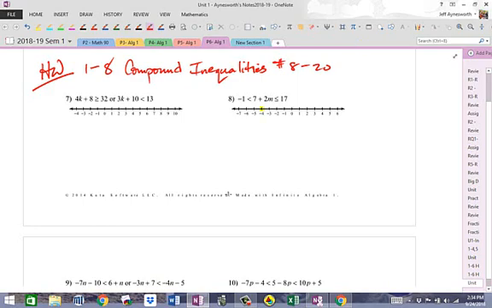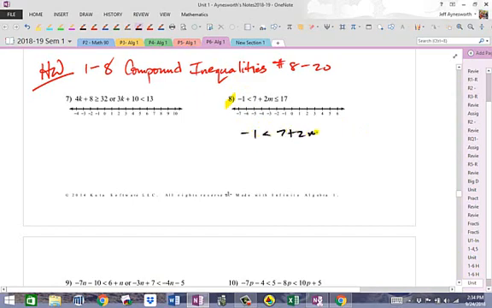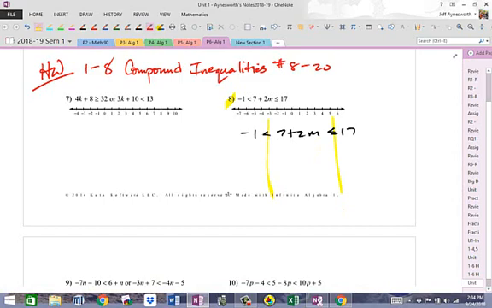All right, so let's take the number 8 here. Let's start here. All right, and let's rewrite it. So -1 less than 7 plus 2m. Actually, let me bring this down a little bit. -1 less than 7 plus 2m less than or equal to 17. All right, this compound inequality has three parts to it. Okay, so you notice how I just drew a line through the inequalities.